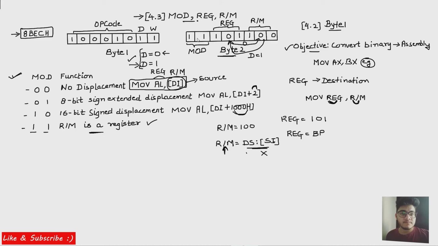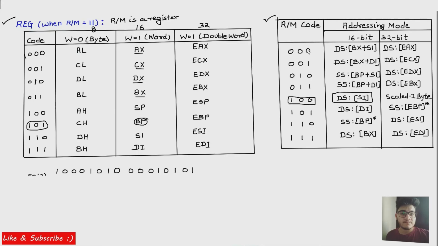Because we already know that the mod field is 1 1 and RM has to be a register, and here we are assigning it to the memory, right? So what mistake have we committed? The mistake is that we are telling the wrong table here. We cannot tally the RM code from this table if the mod field is 1 1, right?